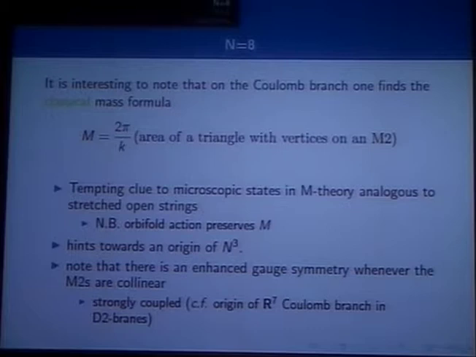Well, one of the nice things is this orbifold I talked about, although it moves the branes around and changes the distances between them, it preserves this mass formula. The other nice thing about this mass formula is that if you imagined putting these triangles between M5 branes, you would naturally see an N cubed.